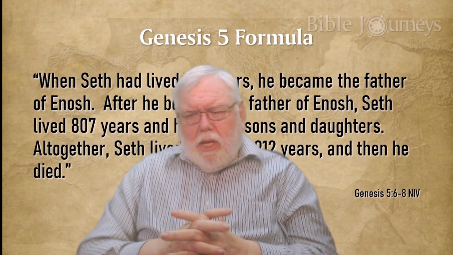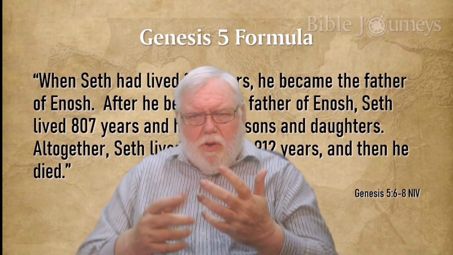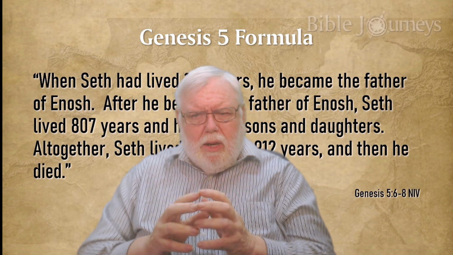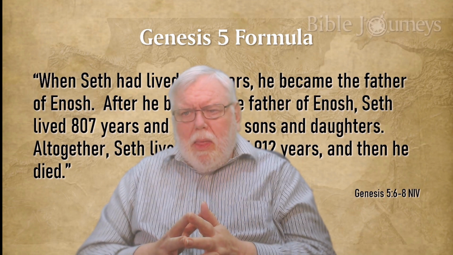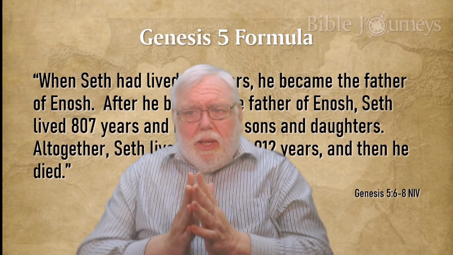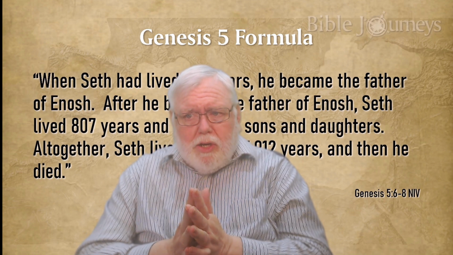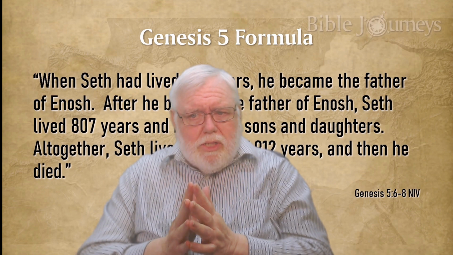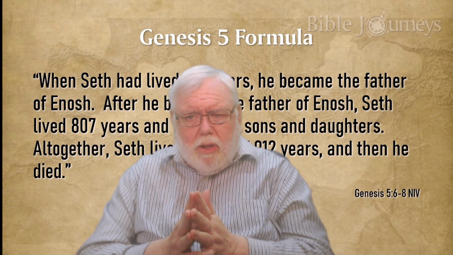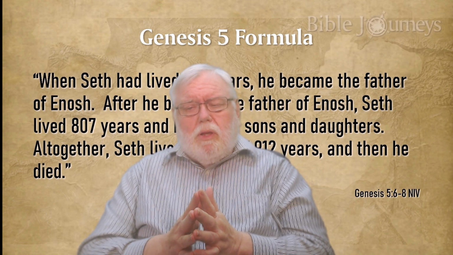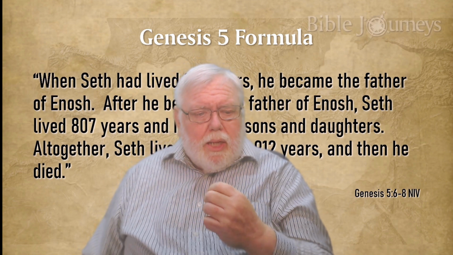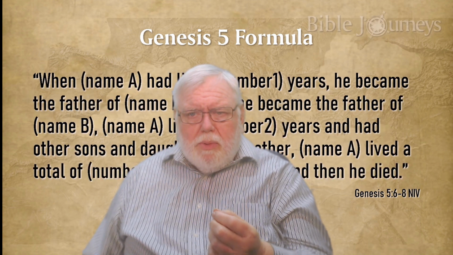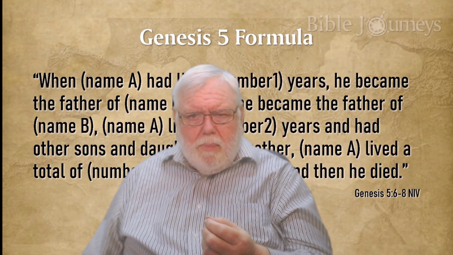When we read the genealogy in Genesis 5, it has this formula, and you can see it here in the very first part of it. When Seth had lived 105 years, he became the father of Enosh. After he became the father of Enosh, Seth lived 807 years and had other sons and daughters. Altogether, Seth lived a total of 912 years, and then he died. Well, let's look at it because we can get the formula from this. It happens over and over again.